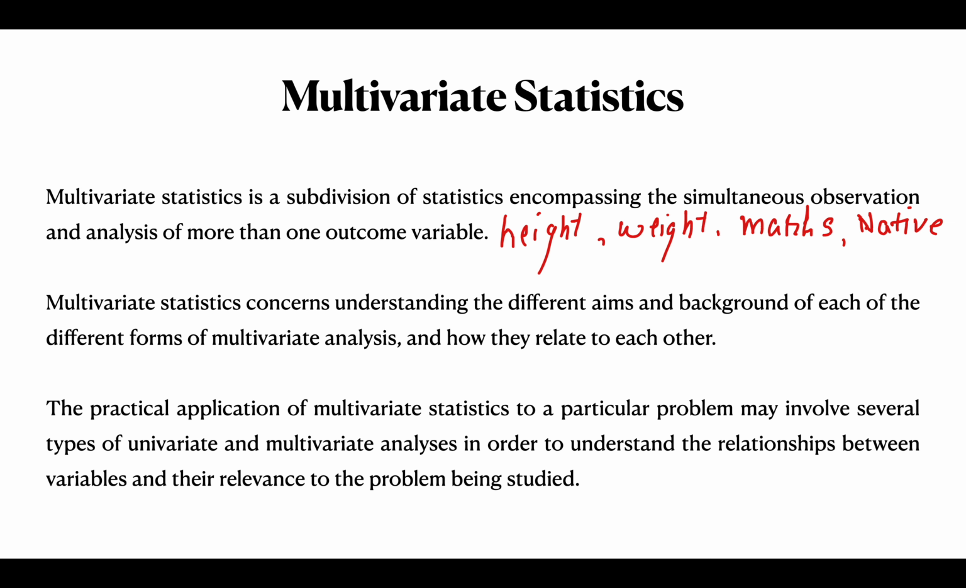Such interpolations or such results we can easily obtain by collecting the data. So what further, multivariate statistics concerns understanding the different aims and background of each of the different forms of multivariate analysis, and how they relate to each other. What it's saying is that our effort, why we are doing multivariate statistics, is to find the relation among the different variables. We want to see how many attributes are dependent on each other.